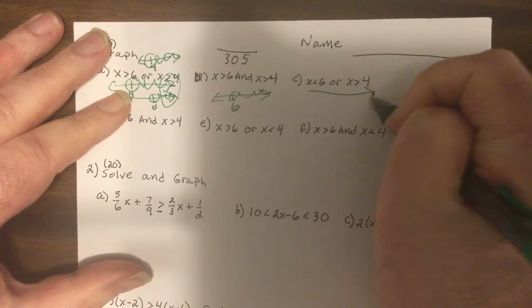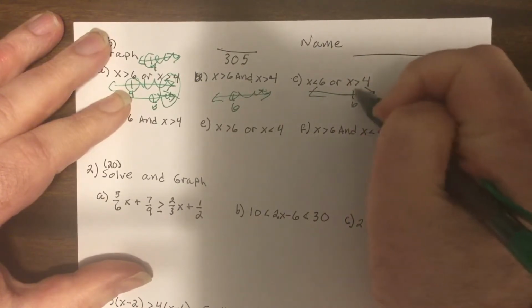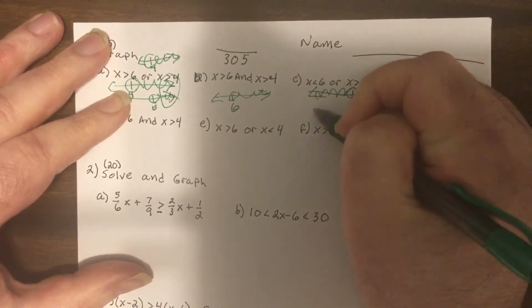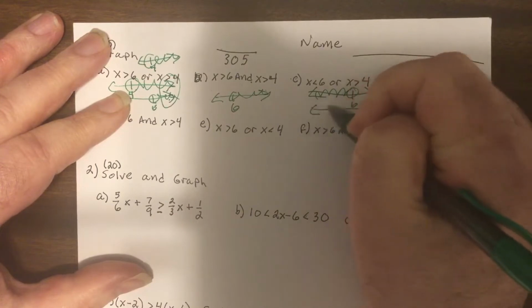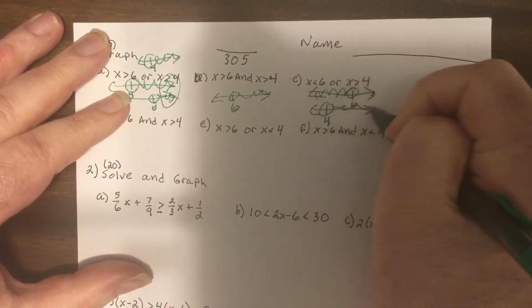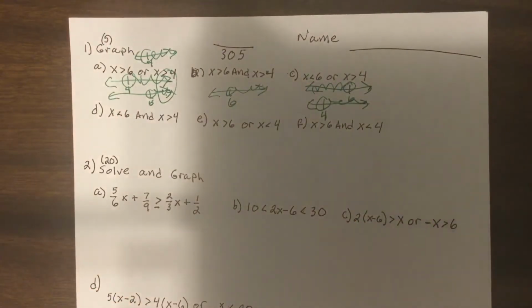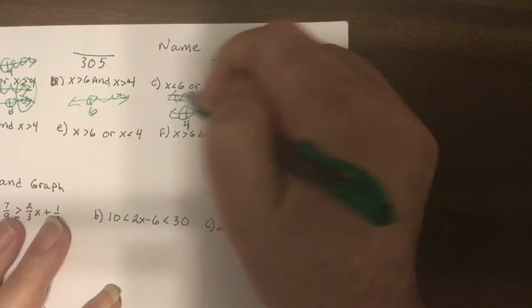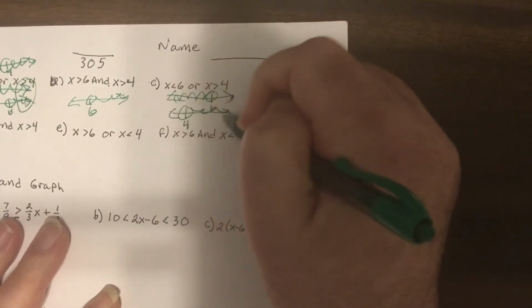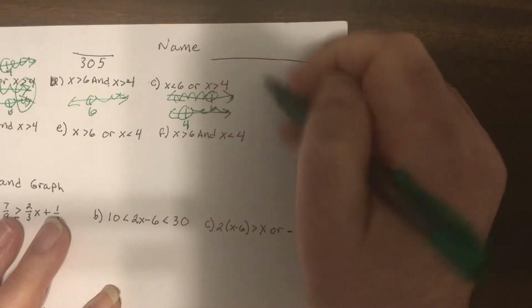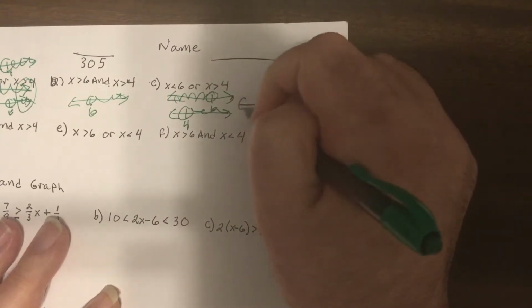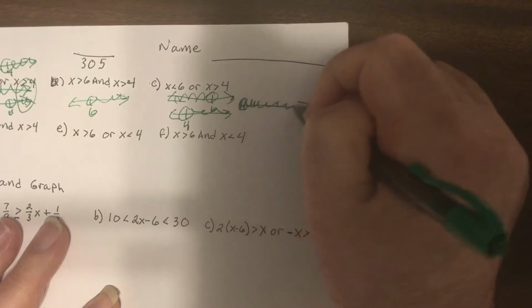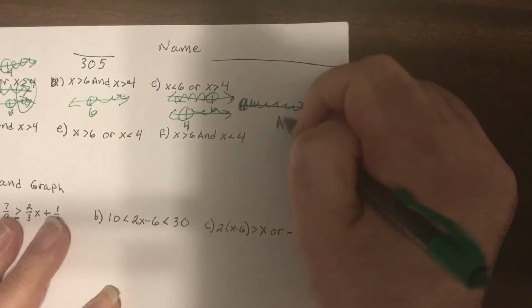Now this one's less than 6. Greater than 4. Now or says wherever there's shading. Well, there's shading anything below here or bigger than here. So it'd be all reals. Now you have to shade it in for all reals.